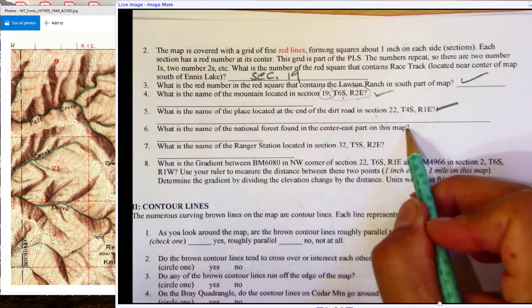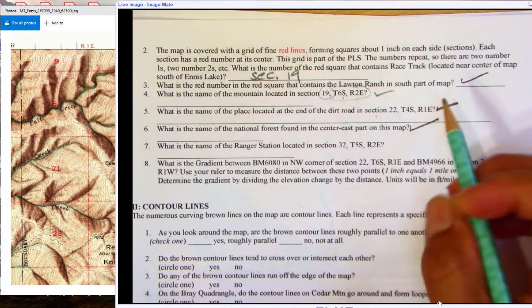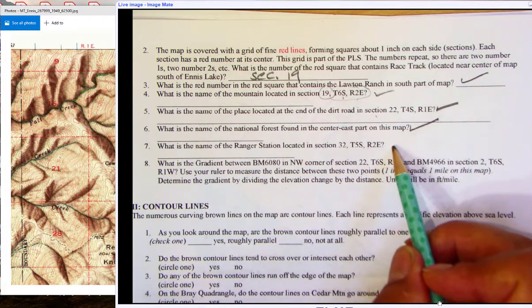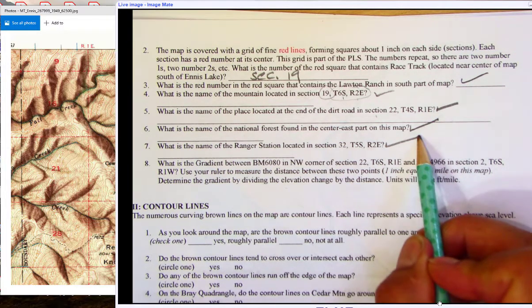And let's look at number 6. What is the name of the national forest found in the center? Okay, you can do that one on your own. I'll let you do that one. What is the name of the ranger station? Same idea. I'll let you find that one.